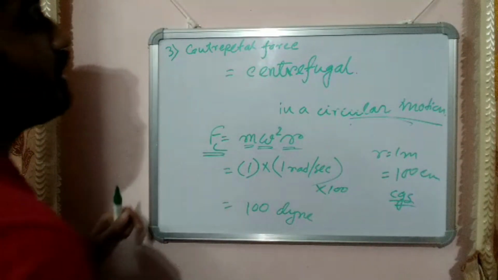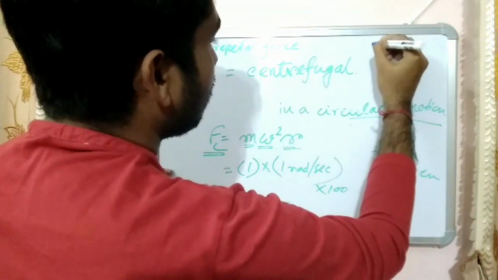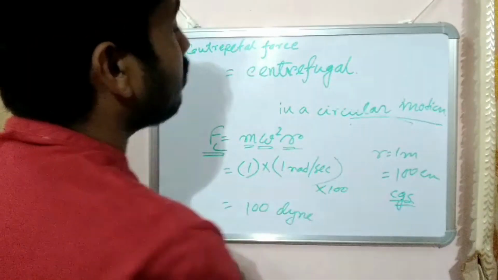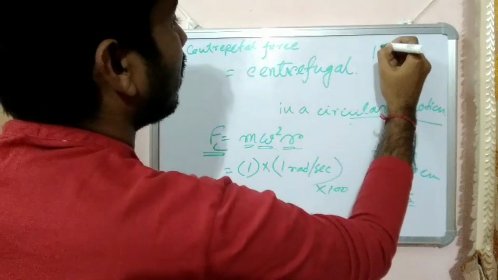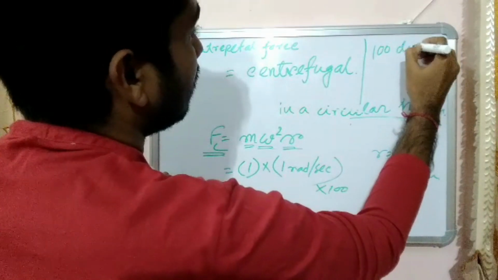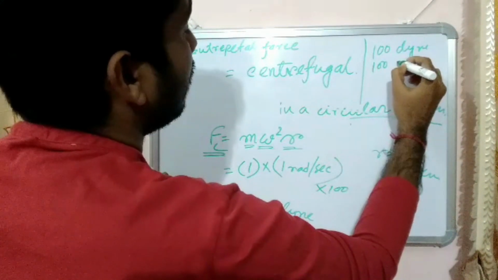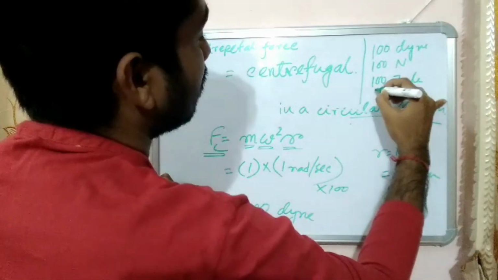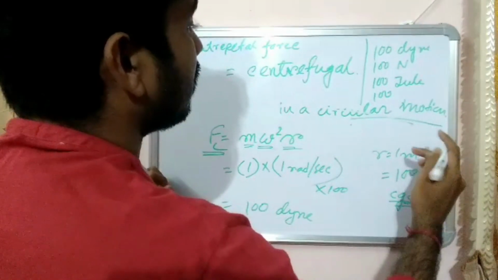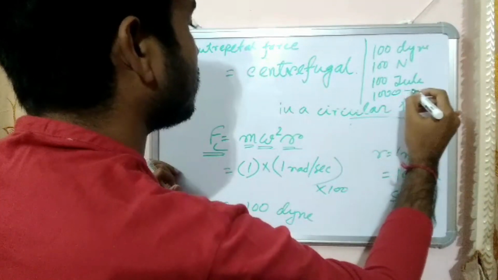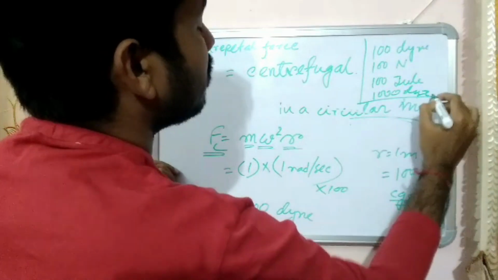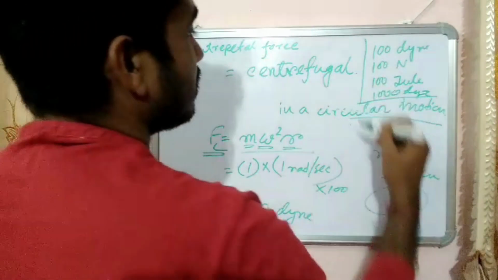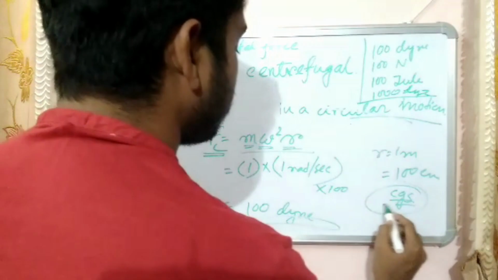In the options, to confuse you, there could be options like 100 dyne, 100 Newton, 100 joule, or 10,000 dyne. So if you know the unit system, and if you know this formula, you can easily understand that this is 100 dyne and this is in the CGS system.